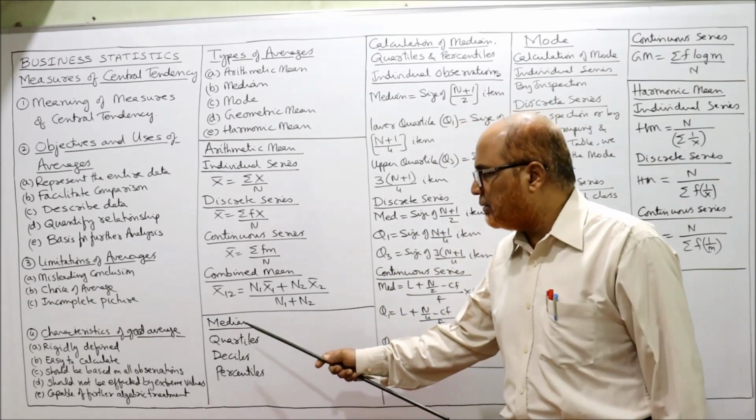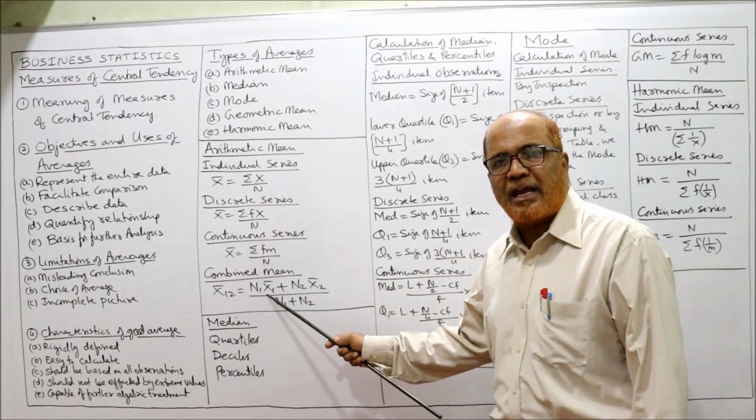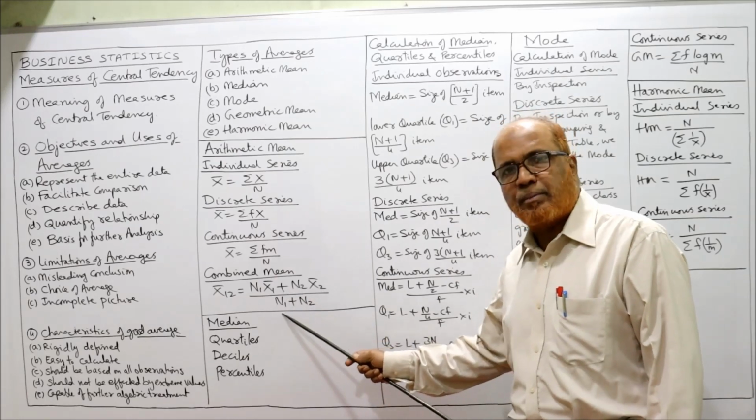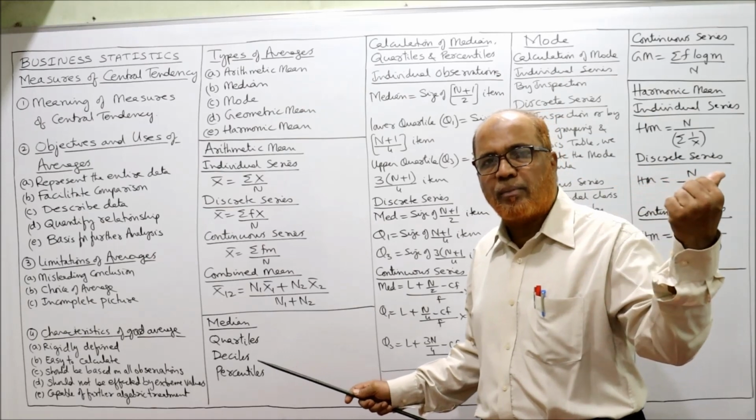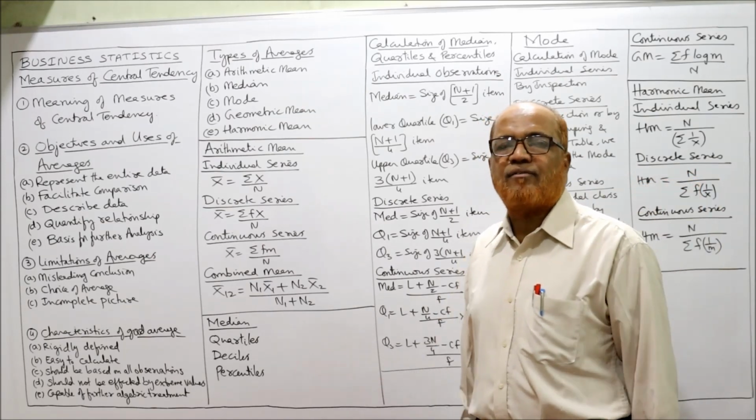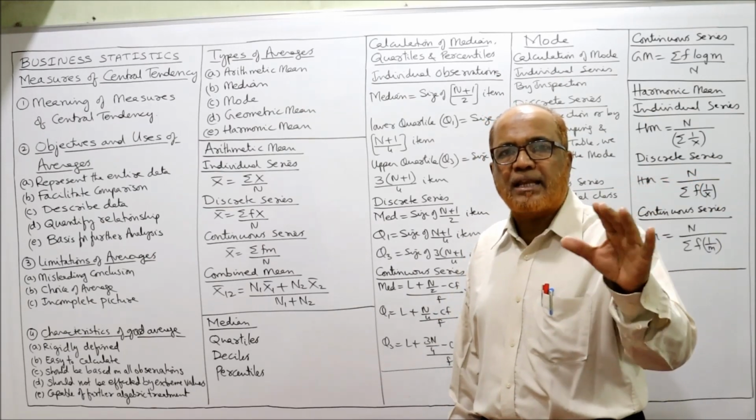The formula for combined mean is x bar 12 is equal to n1 x bar 1 plus n2 x bar 2, divided by n1 plus n2. That's all. Again, you can find all the problems in the video which I have given on problems on arithmetic mean.